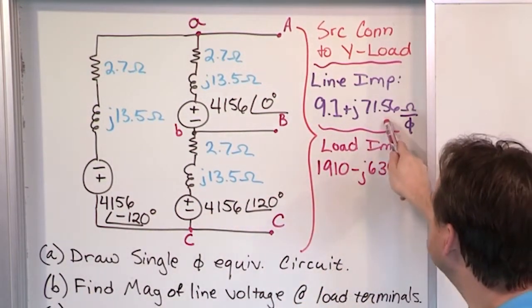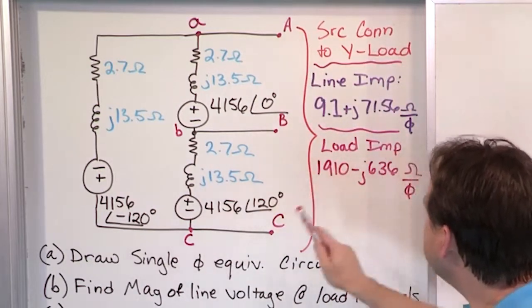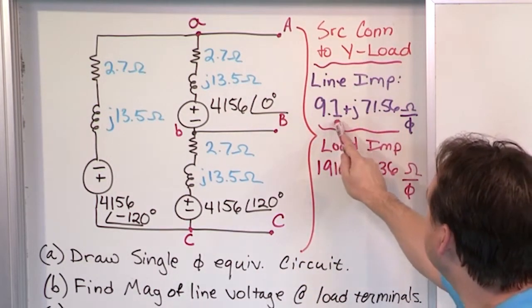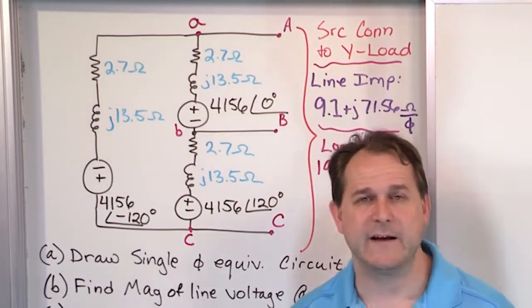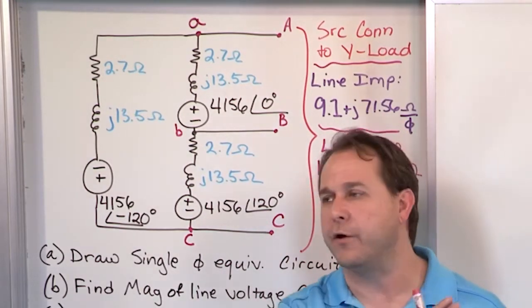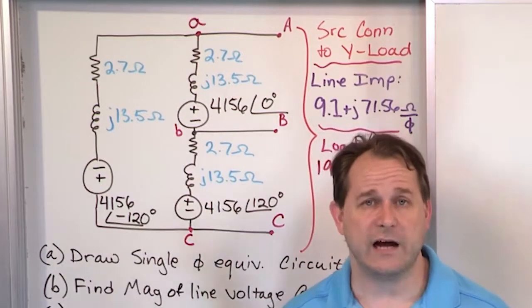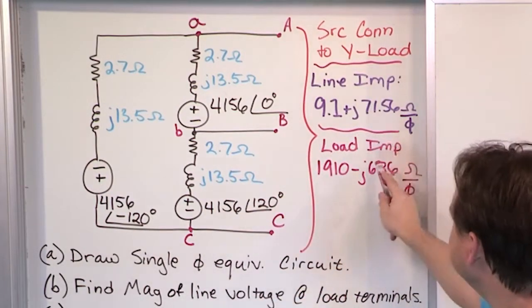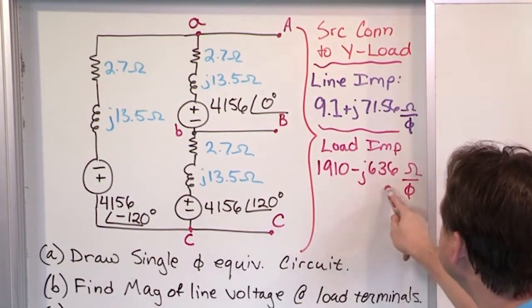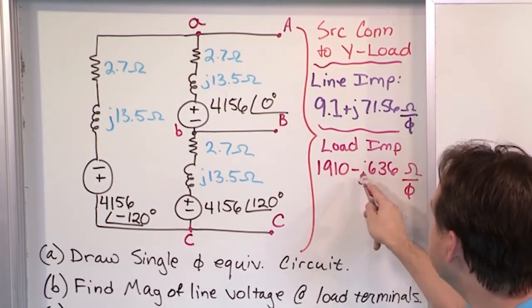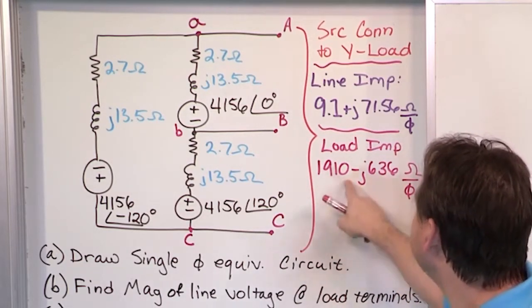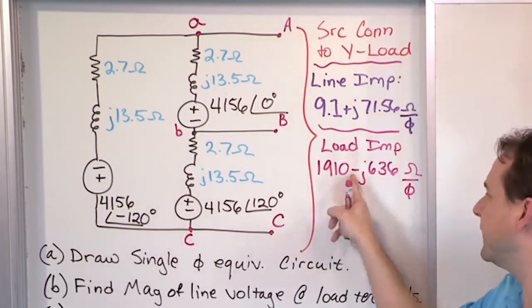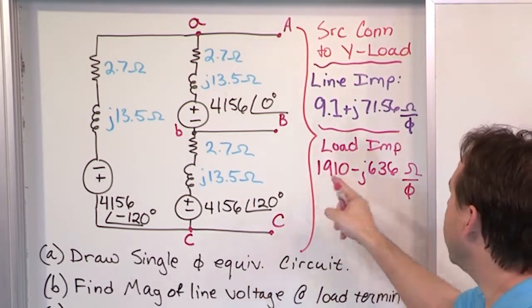The line impedance, here we have the three lines A, B, and C. The line impedance is 9.1 plus j71.56 ohms per phase. That's just giving you the line impedance of all three phases without drawing the lines. And it says it's connected to a load, and each phase of the load is 1910 minus j636 ohms. You can see that the load actually has a capacitive component because of the negative sign. And we have the real part here as well.